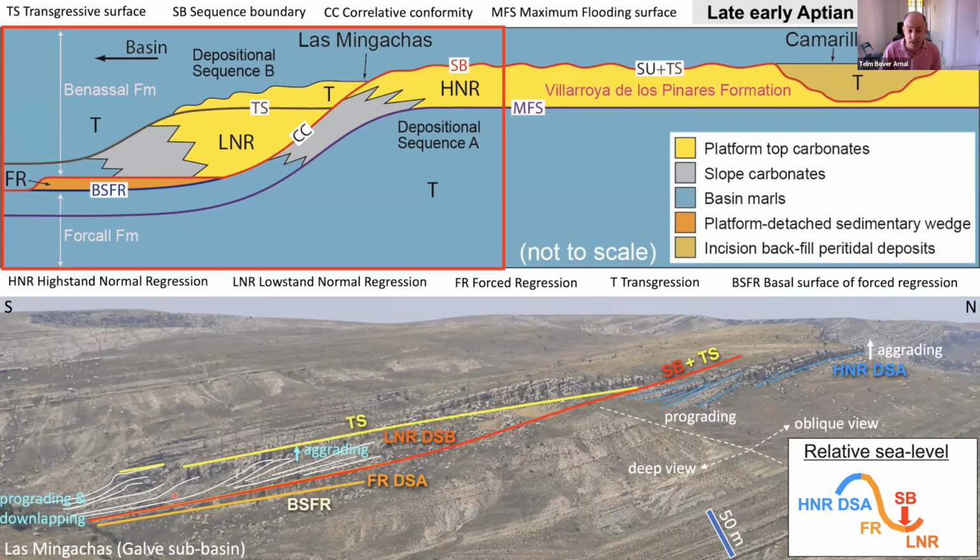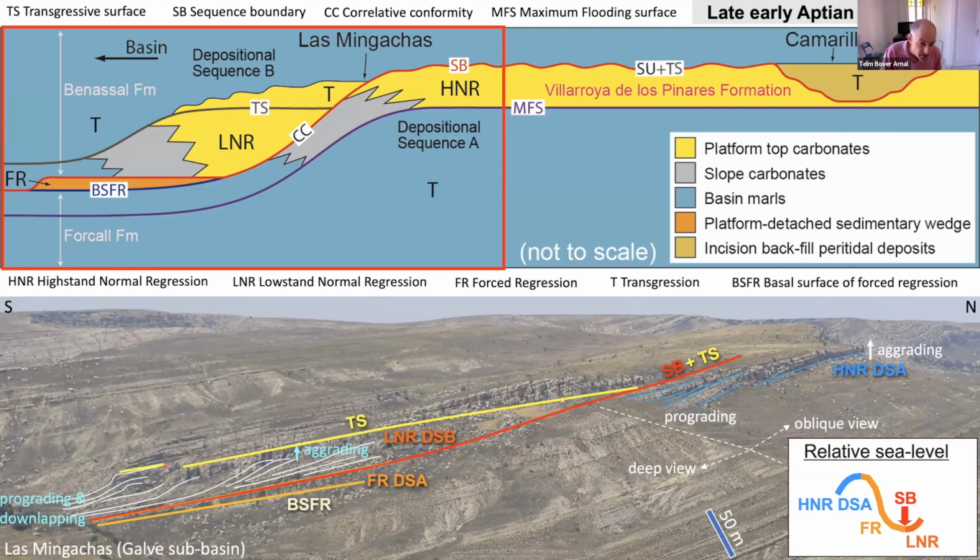Above, there is the transgressive surface. Note how the transgressive surface superposes the sequence boundary towards the land. So there is a subaerial unconformity superposed by the transgressive surface, forming a composite sequence boundary. And how, basinwards, this composite sequence boundary is subdivided into the correlative conformity below the lowstand and the transgressive surface above the lowstand.